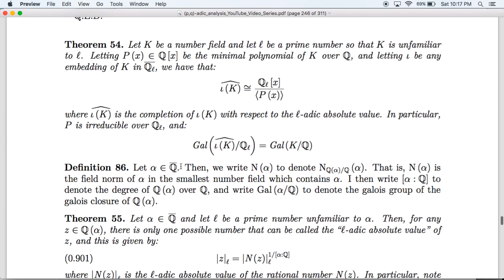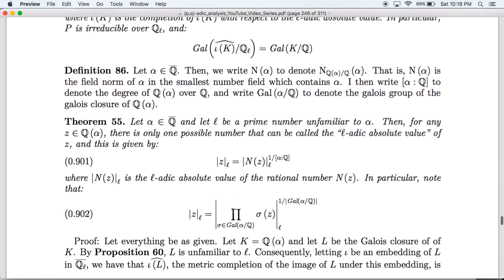So let alpha be an algebraic number. I'll then write N of alpha to mean the norm over the smallest number field containing alpha. I'll then write [alpha : Q] to denote the degree of Q(alpha) over Q, and write Gal(alpha/Q) to denote the Galois group of the Galois closure of Q(alpha).